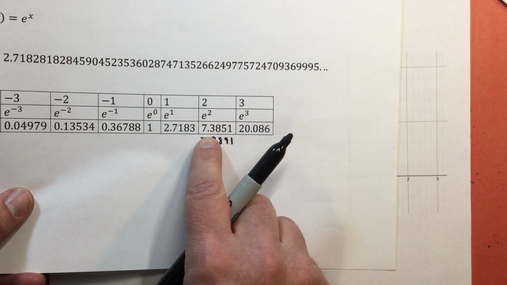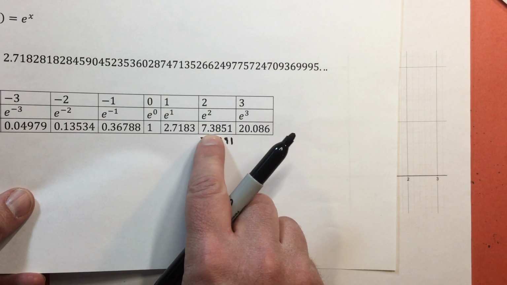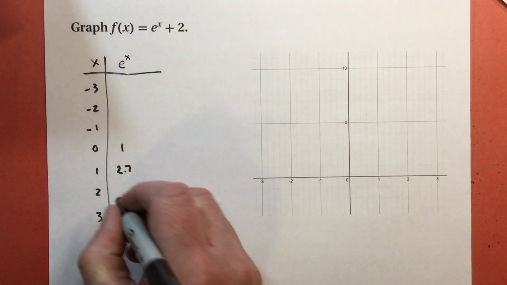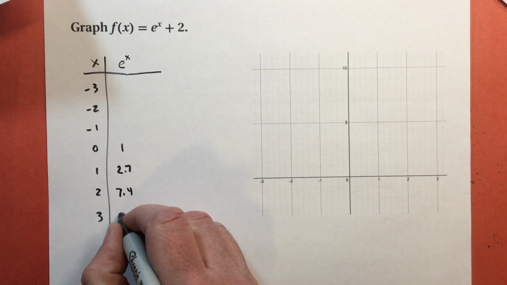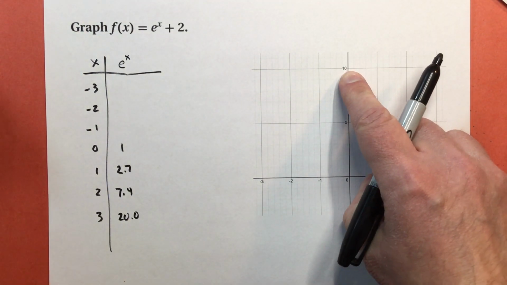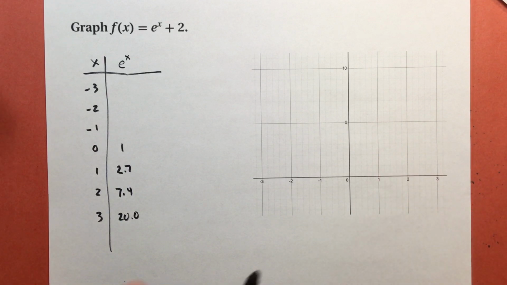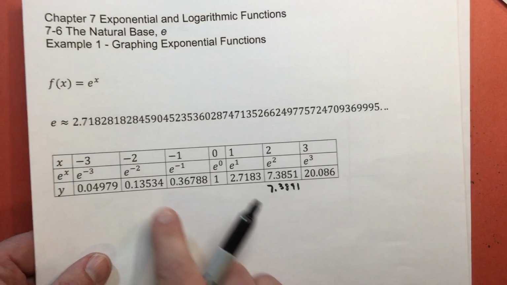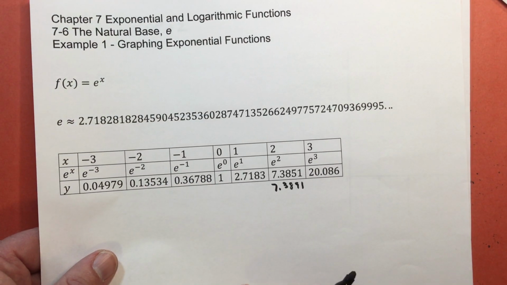And then to the second power, I get 7.4, and this is going to be 20.0. Mine only goes up to 10, so I don't even need that, right? For the negative exponents, it's going to be the reciprocals of those, which again, I've just figured out using decimals.